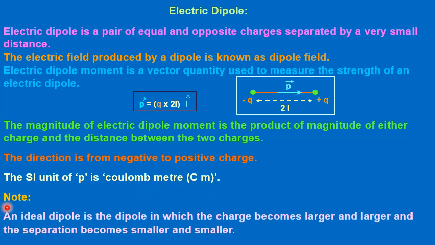Note, an ideal dipole is a dipole in which the charge becomes larger and larger and the separation becomes smaller and smaller.